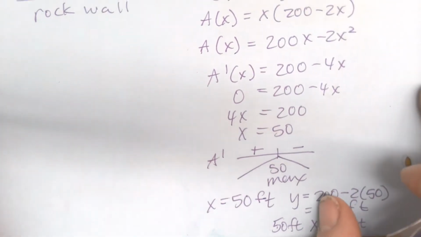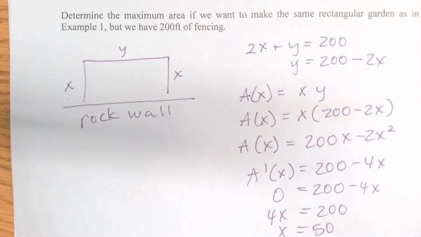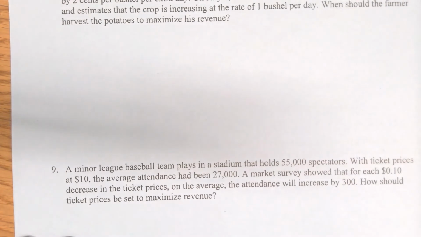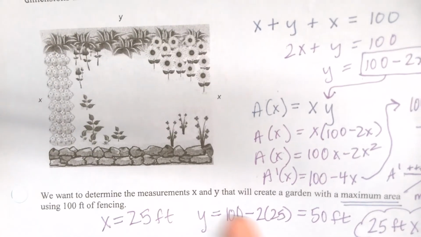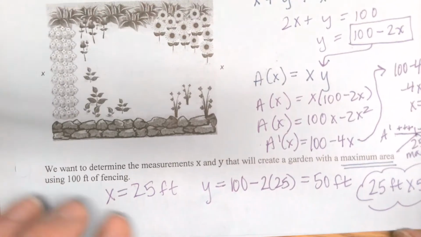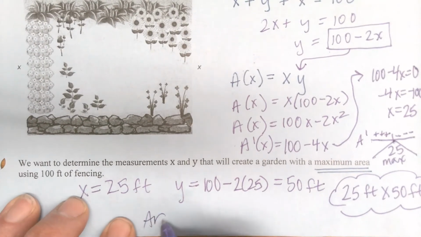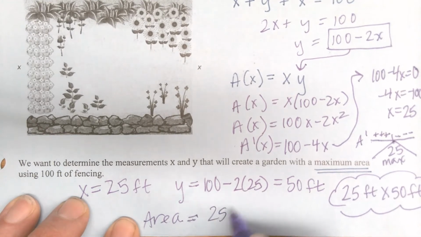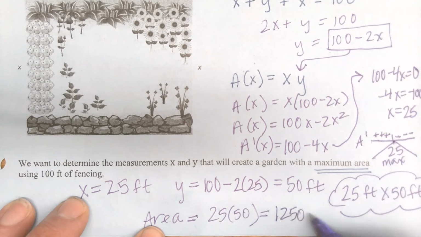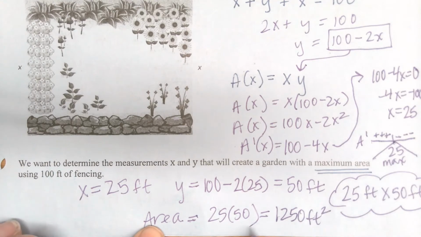Now, if it asked me to find the area of the garden, like determine the maximum area, which is what I wanted to do on the last one too. Did it say find? Oh yeah, the original question said we want to determine the measurements that would create the maximum area. But I didn't answer what was the maximum area. I got to go back to that. What is the maximum area? So the area is 25 times 50, which would be 1,250 feet squared.